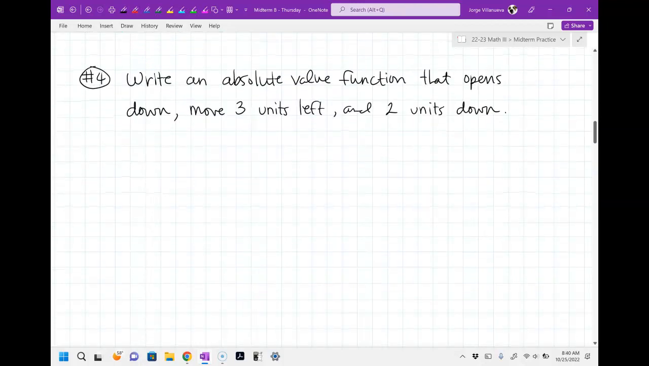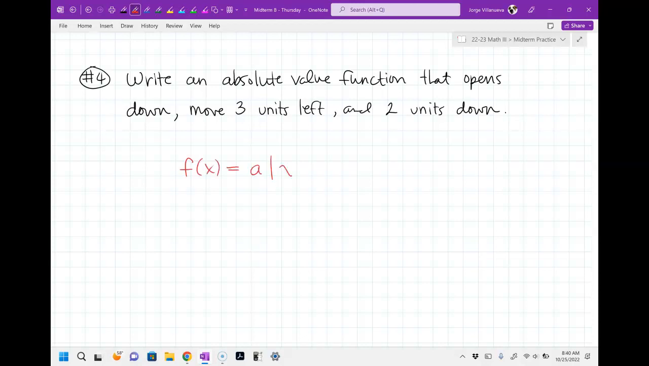Look at question number 4. It says, write an absolute value function that opens down, moves 3 units left, and 2 units down. So let me just remind you, this is what it's supposed to look like. All right, so plus K here. Now, remember, the A value, I've told you this before, and even in some of the quizzes, I've mentioned it for you guys.